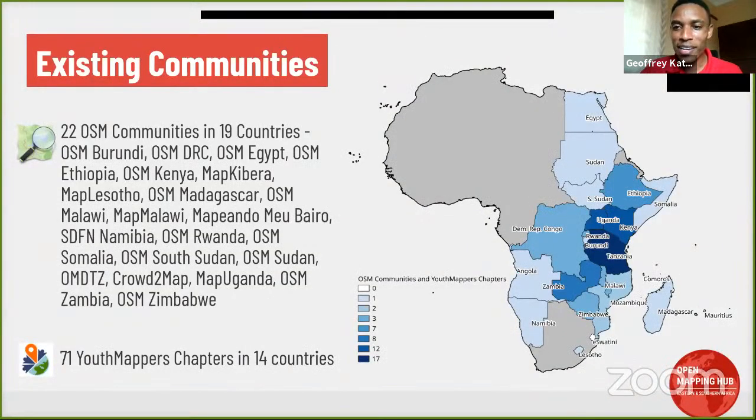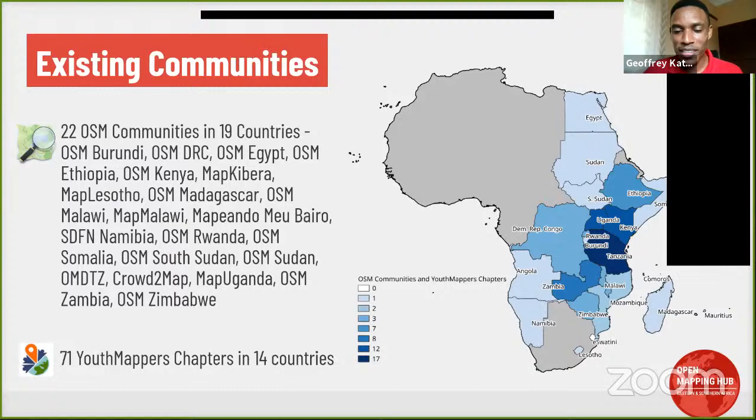For me, the most interesting bit is that we are doing it together with all these groups in different countries. At the moment, we have 22 OSM communities in 19 different countries, but also a very strong number of YouthMappers chapters. So far, we have 71 YouthMappers chapters in 14 countries out of these 22. I know several of them are also on this call. As we engage with OSM communities in these countries to do all of this work, we are going to be working with you directly.